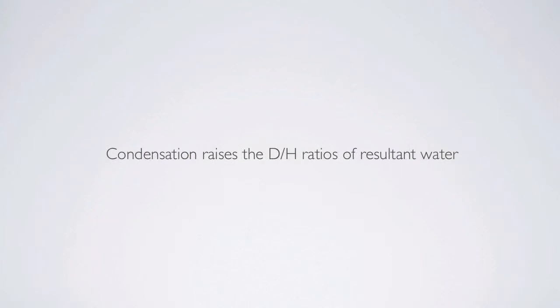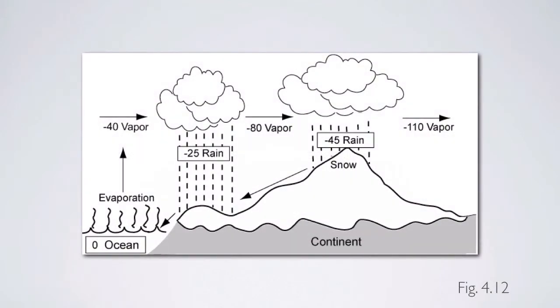Now on the other hand, condensation raises the D to H, the deuterium to hydrogen ratios of the resultant water. So when water condenses, deuterium-containing water tends to condense before hydrogen-containing water. Now when we see how this plays out in the real world, if we take a look at the ratios of deuterium to hydrogen in water, it tends to have a signature of about 0, because that's what our standard is. And the ocean water is going to have the same ratio as our standard.